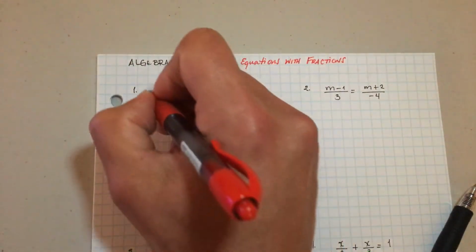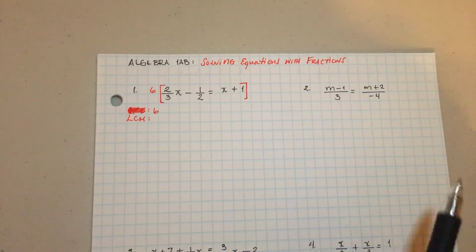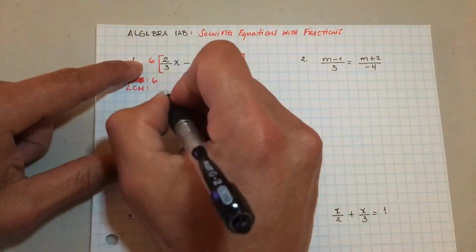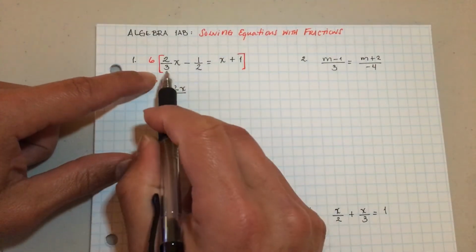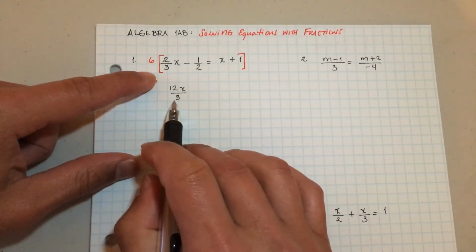So what I'm going to do, lo que voy a hacer es multiplicar todo por 6. What I'm going to do is multiply everything by 6. So when we do that, we get 6 times 2 is 12x. On the bottom, you leave the 3 alone. Okay. Abajo nomás deja el 3 solito.